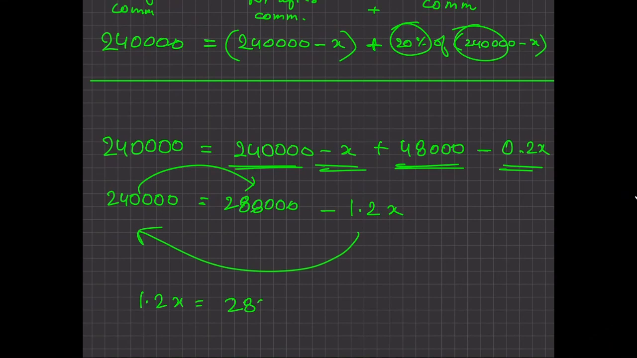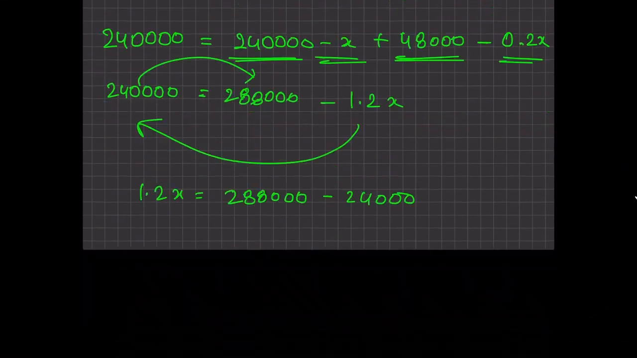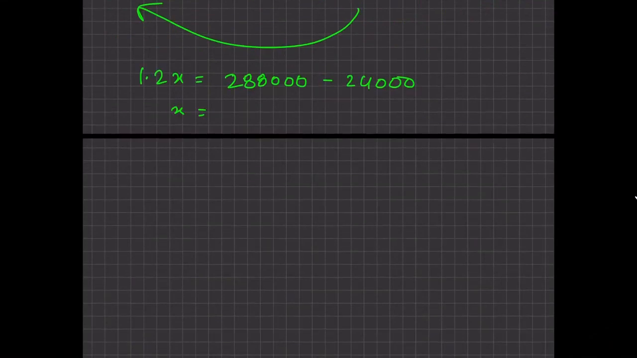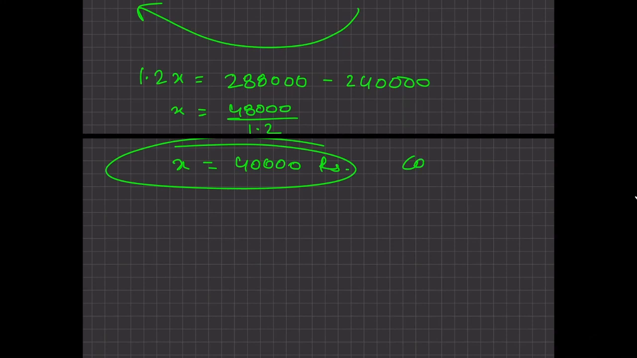2,88,000 minus 2,40,000. So here X would be 2,88,000 minus 2,40,000, which gives me 48,000, divided by 1.2. So X would be 48,000 divided by 1.2, which is 40,000. So 40,000 is the figure of my commission.